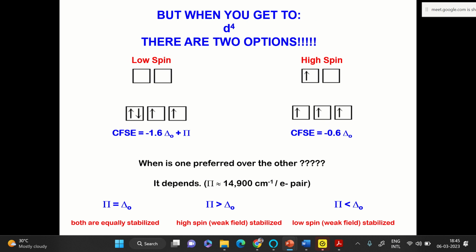Okay, so this is what we had discussed: if the pairing energy is greater than del naught, then it will prefer to be in the higher state. Sorry, if the pairing energy is greater than del naught, then this will happen. If the pairing energy is less and del naught is higher, then this kind of thing will emerge. Low spin complex.